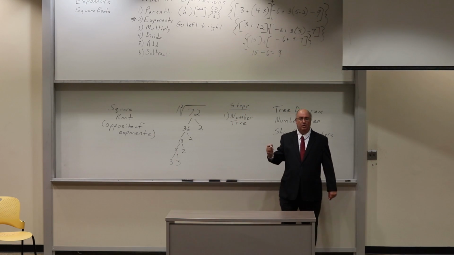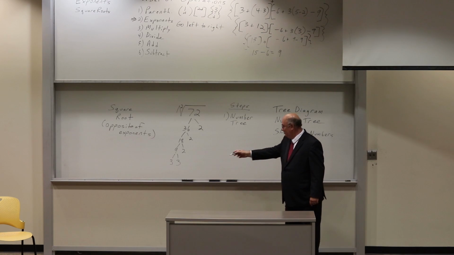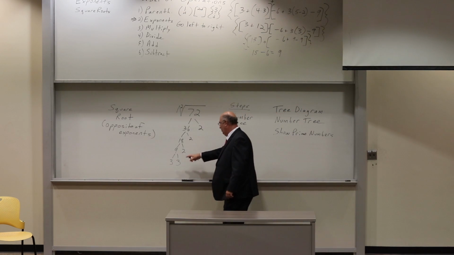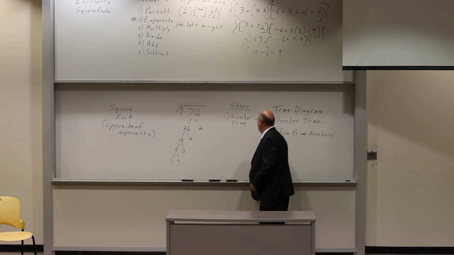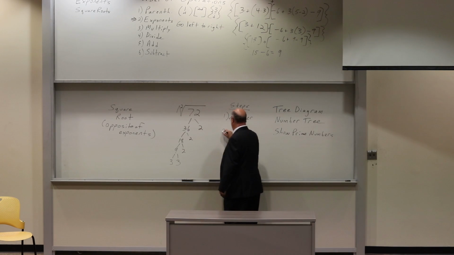First thing we did, number tree, got the bigger number shown as all the smaller numbers. 3 times 3 times 2 times 2 times 2 equals 72. All right, second thing we do is we look for pairs.